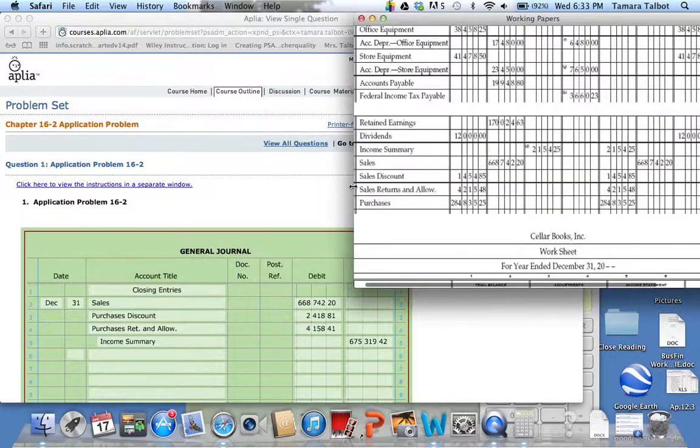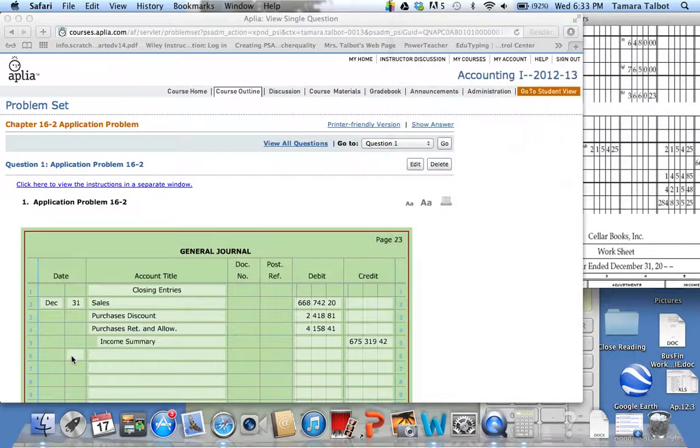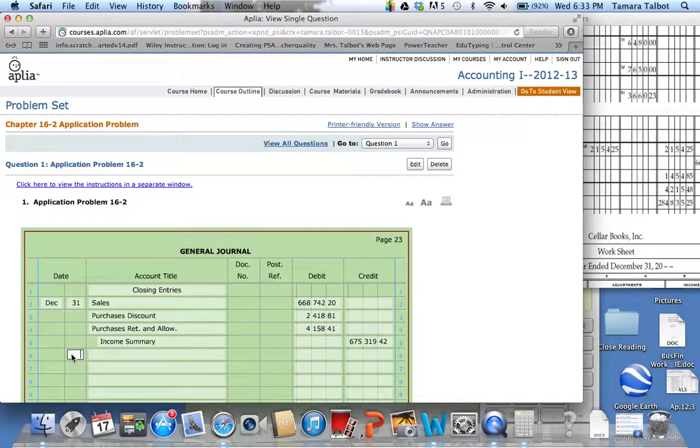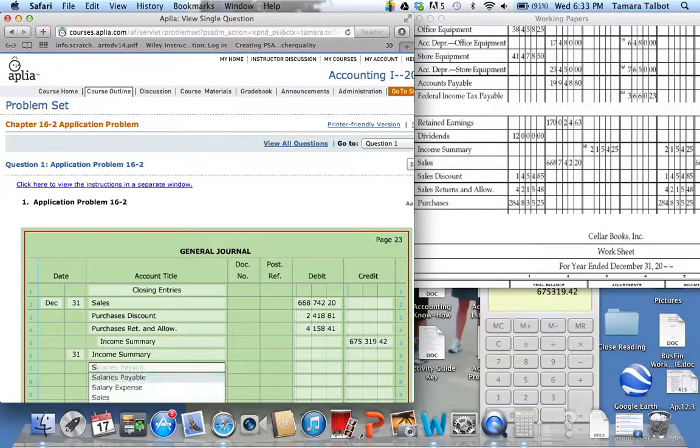I wonder if I can do that to see them. Still the 31st. There. These are debit balances, so we need to credit them. We will debit income summary, and I'll just wait till we're done and add them all up.